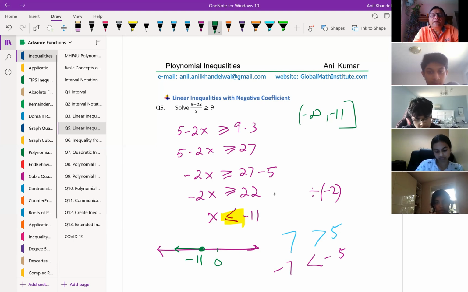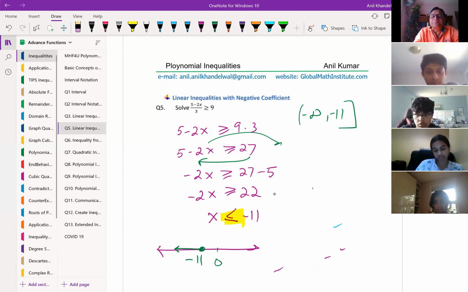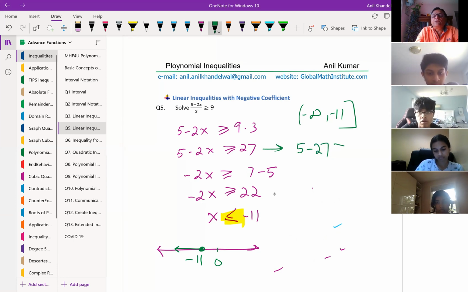You could have taken minus 2x on this side and the other term on the other side, and you'll get the same answer. Okay? You understand what I'm trying to say? Let me just show you. I could have done from here something like this: 5 minus 27, bringing 27 to this side, greater than or equal to 2x, taking 2x on the other side. You get the idea?